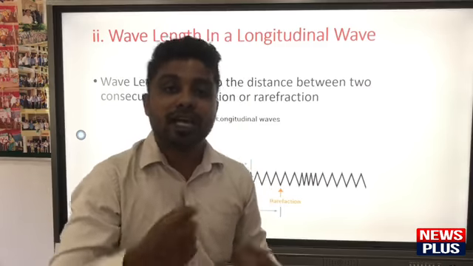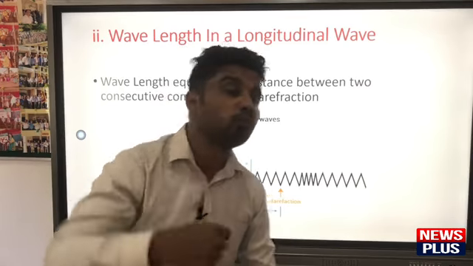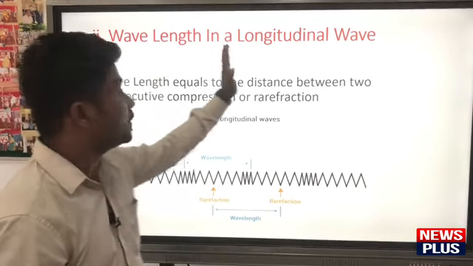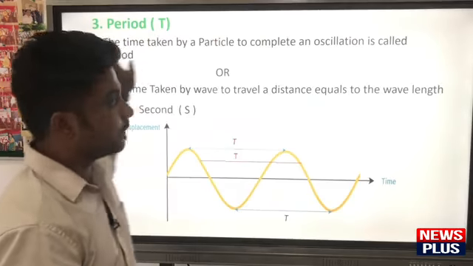So you can easily define wavelength in the common way, and also you can define what wavelength is according to the type of wave, that is transverse waves and longitudinal waves.